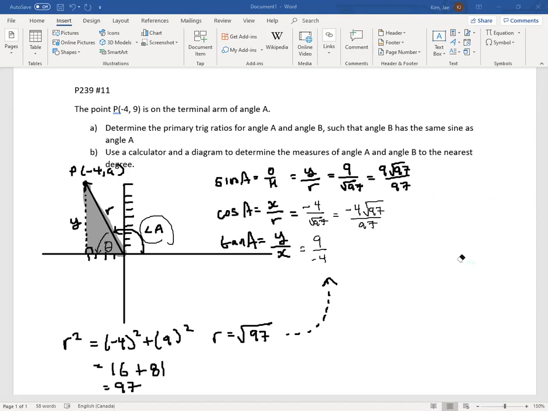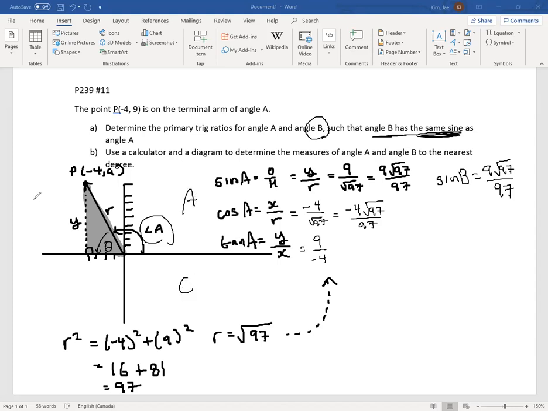And on that note, part B asks, I also have an angle B such that angle B has the same sine as angle A, but different other ratios. So if sine B is also going to equal 9 root 97 over 97, careful now. Which other quadrant in a Cartesian plane has a sine value that's going to be positive?